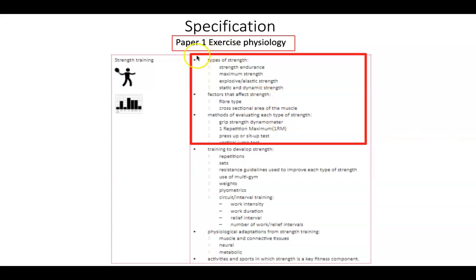So this screencast is going to be around this red box here. So we're going to look at the types of strength that we have, the factors that affect strength, and then finally the methods of evaluating each type of strength.